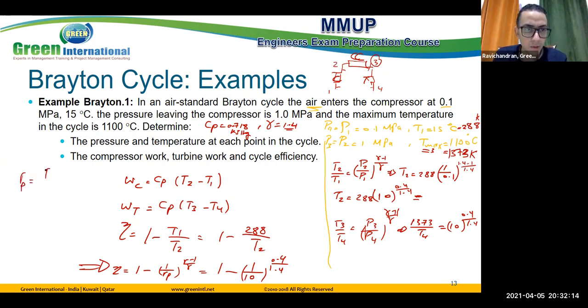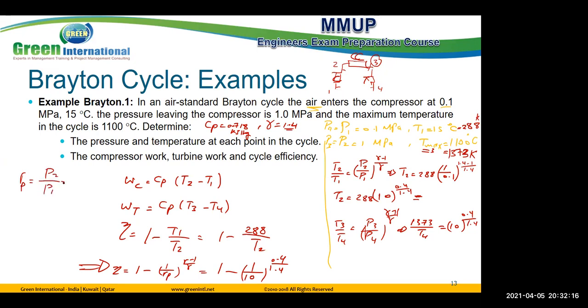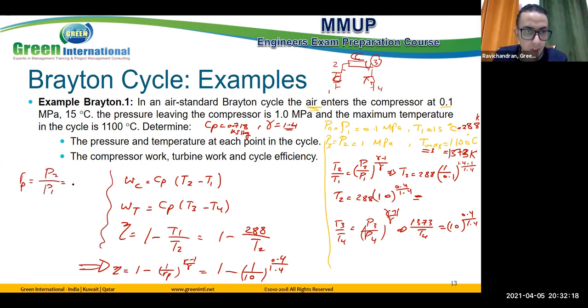RP is equal to P2 over P1, which is equal to, where is P1? 0.1 over 0.1. This megapascal and this megapascal. So it's similar units, no need to change unit from megapascal to pascal. The ratio up and down is the same. So let's keep it as it is, megapascal, megapascal. This equal to 10.